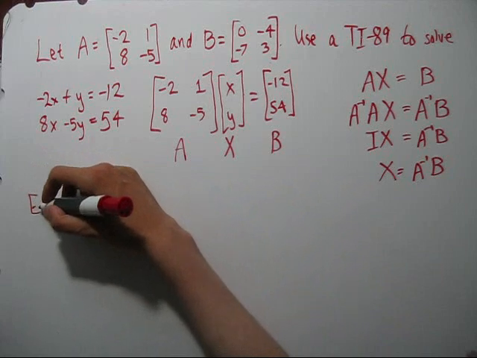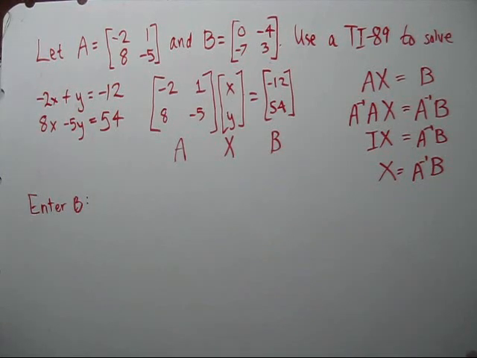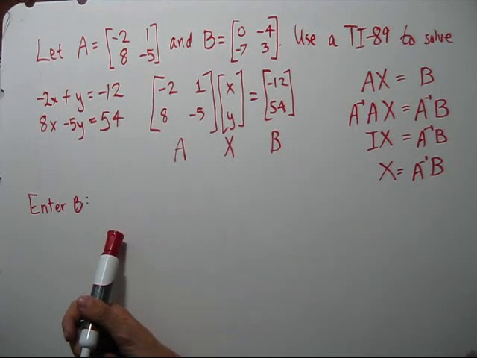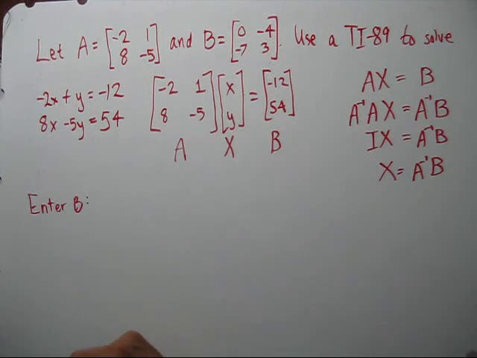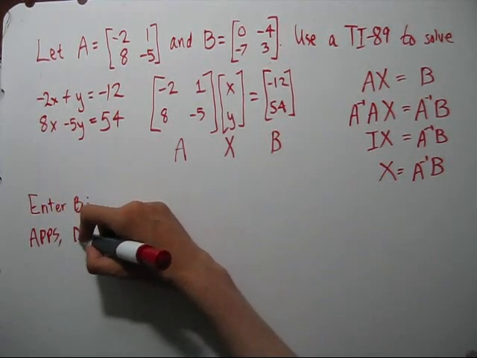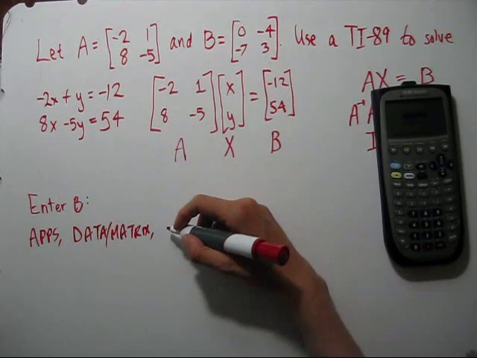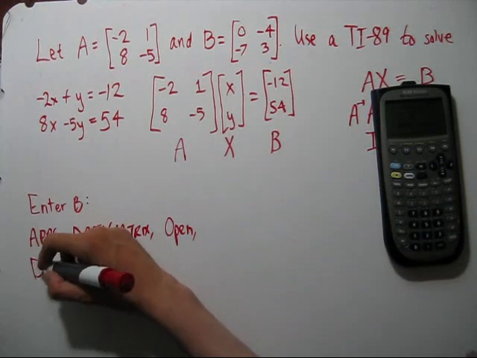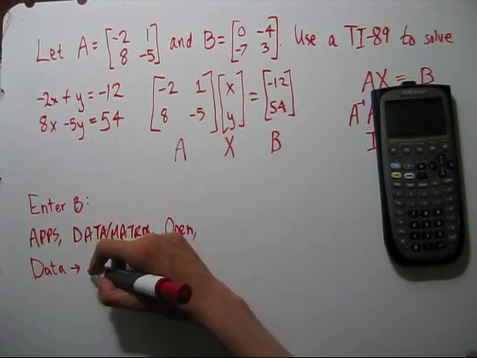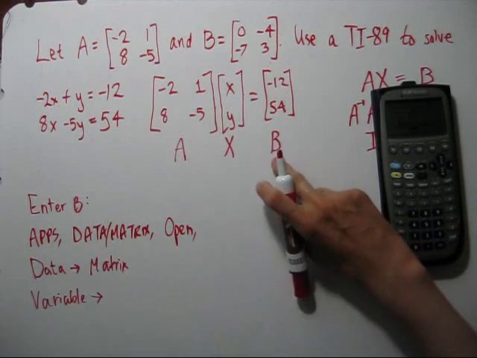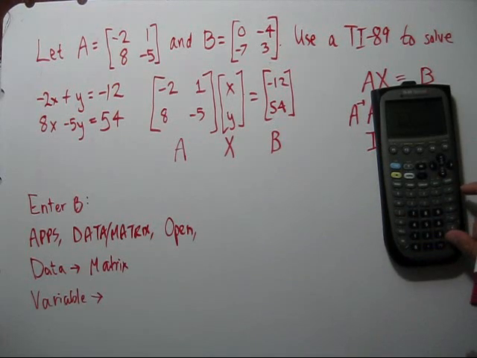So let's enter B. You could just delete your old B and then enter a new B. I'm going to show you how to edit your existing B. So you would go to apps, data matrix, and then go to open, and then your data you need to arrow over so it knows to look for the matrices. Then go down to variable and right arrow, and then just select B, and then enter for OK.